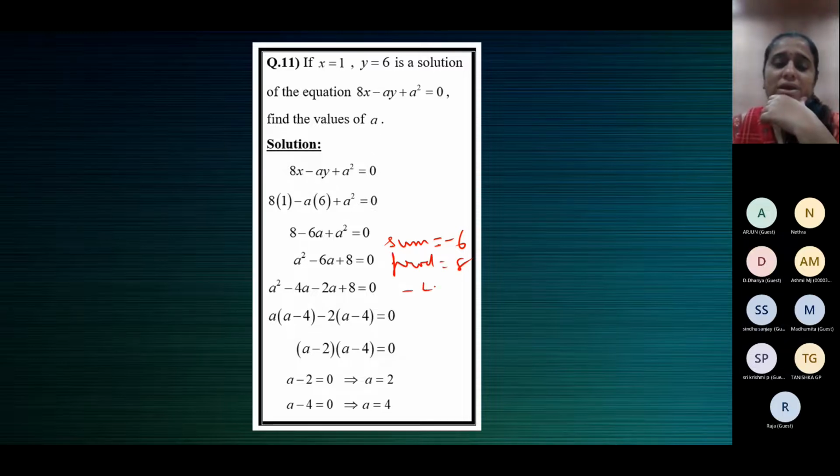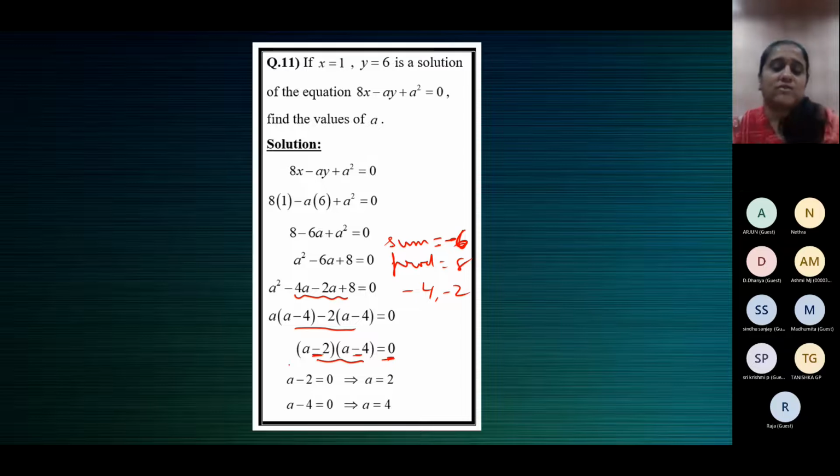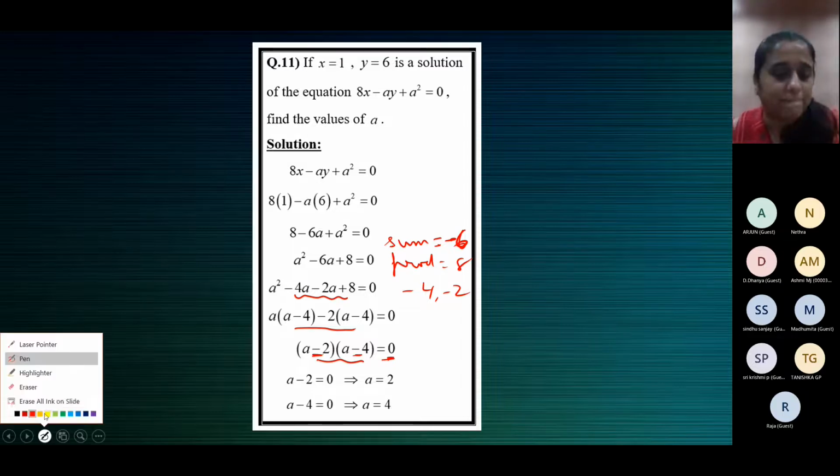So the two numbers are minus 2 and minus 4, because minus 4 minus 2 is minus 6, and the product, minus 4 into minus 2, is 8. So split the middle term using the numbers minus 4 and minus 2. Group it, factorize it, equate each factor to 0. a minus 2 is equal to 0, a minus 4 is equal to 0. So the values of a are 2 and 4.